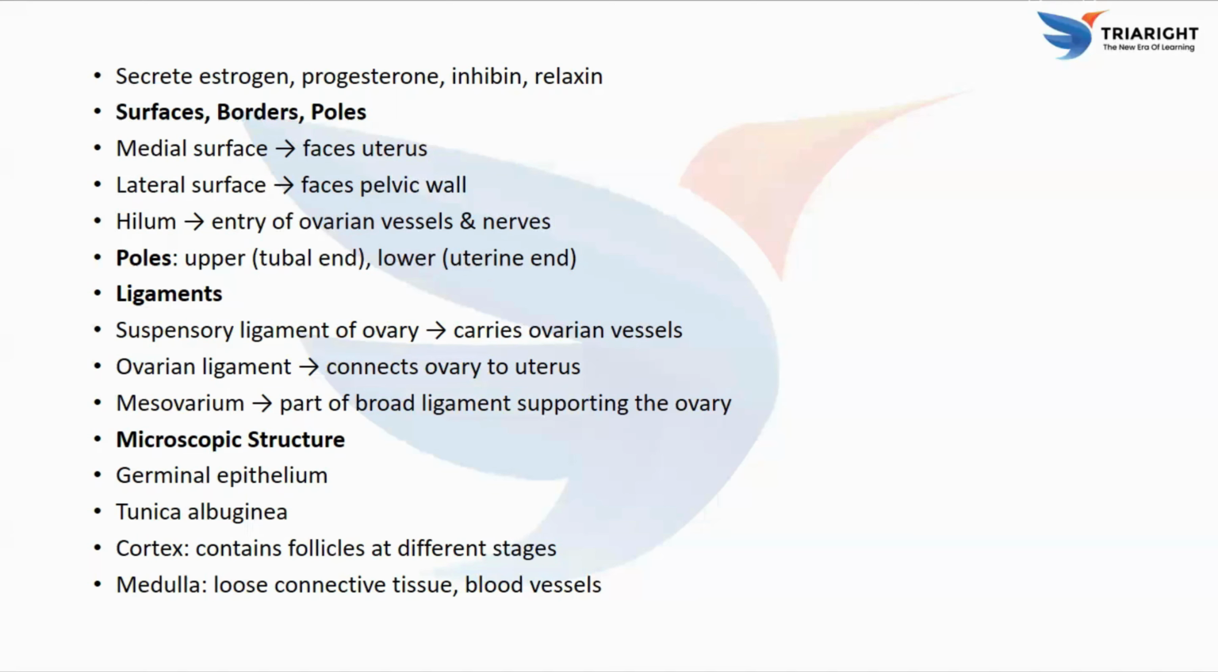So next is medulla. This is the inner region. It contains loose connective tissue, blood vessels, lymphatics as well as nerves. So medulla is called the support and supply center. So this is about the ovary.